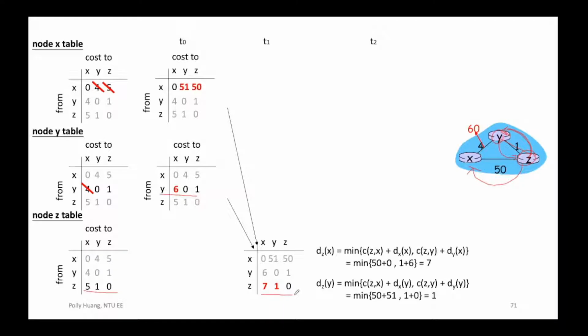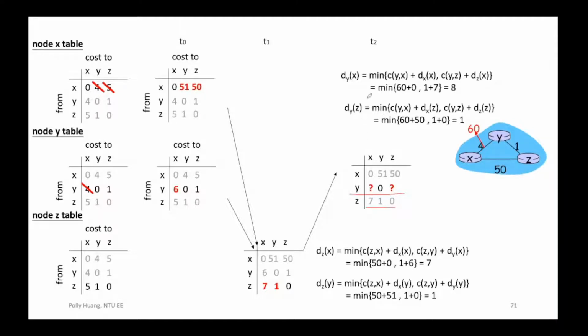If we continue on, as z here finished calculating dz, this is going to go out and reach node y and node x. As a result, node y here can calculate dy again, provided the new dz. Let me bring up the result. dyx, this value here, is going to be 8.